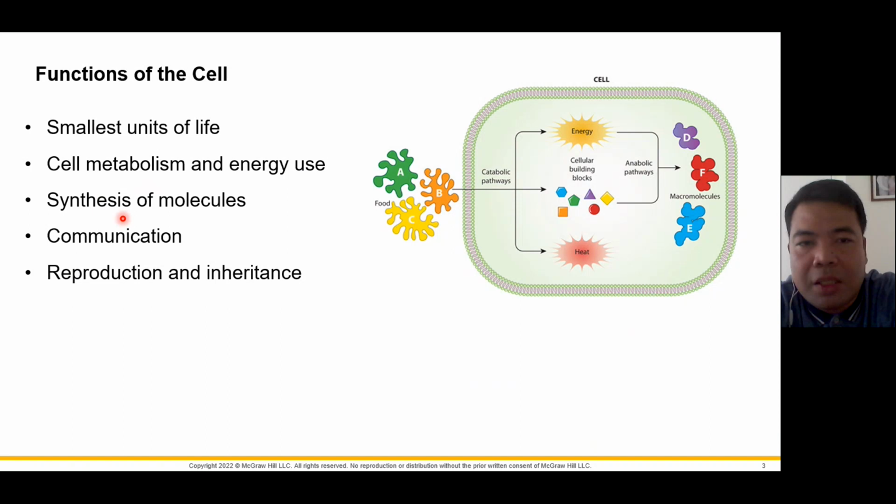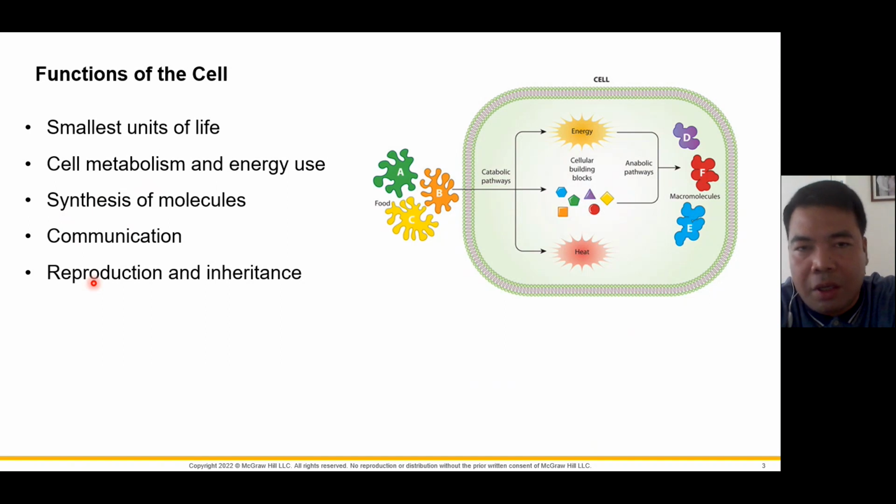So cells are also used to synthesize molecules. As we will be discussing later in this topic, there are a lot of molecules that are synthesized inside the cell. In fact, the anabolic pathway of cellular metabolism, the way the macromolecules are produced, is a form of synthesis. Another function of the cell is for communication. And most importantly, cells are important for reproduction and inheritance.